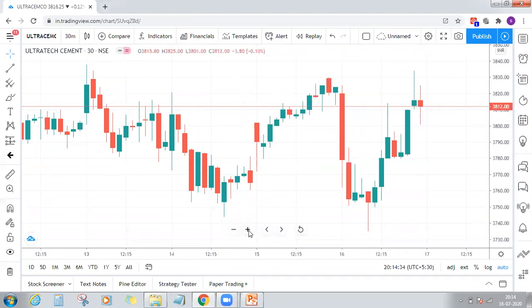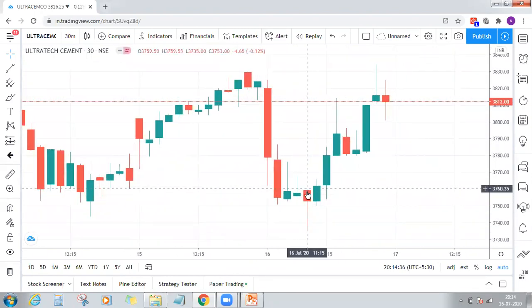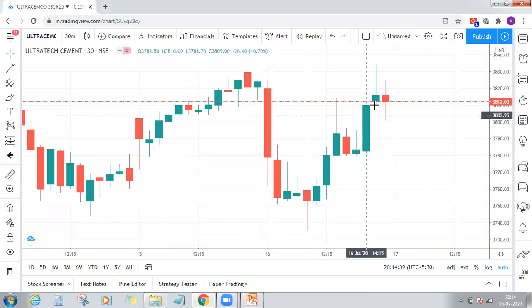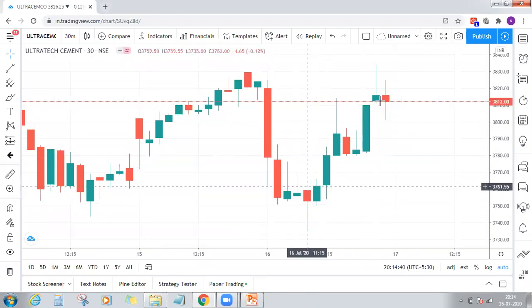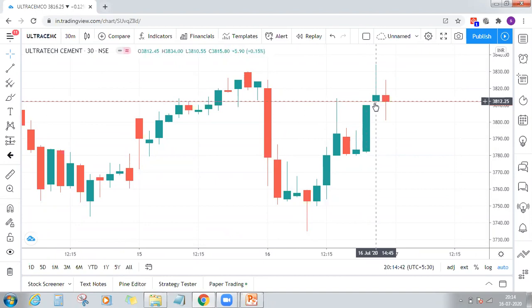Now, this is what I told. Sometimes you might have the shadows on the upper side or lower side, and sometimes you may not have them. Now, in this shooting star, there is a small lower shadow, and that we have to allow it. There should be a buffer, as I told you. But since the body of the shooting star is green in color, actually shooting star's body should be red. Then we need not wait for a confirmation. But here, since this is green, we have to wait for a confirmation.